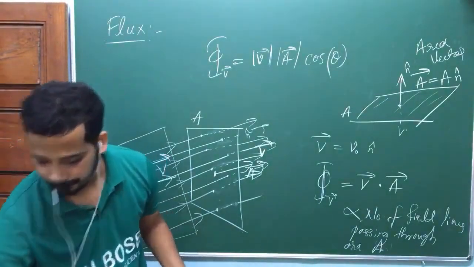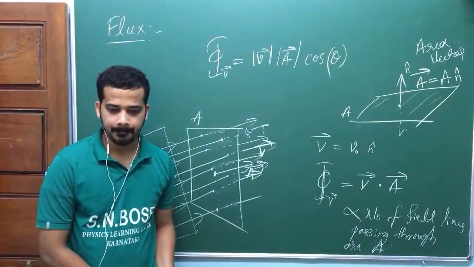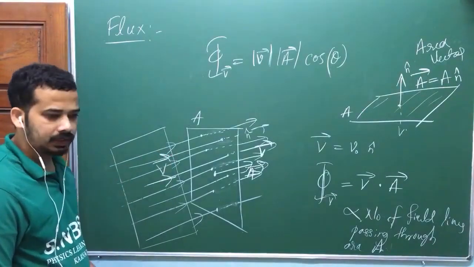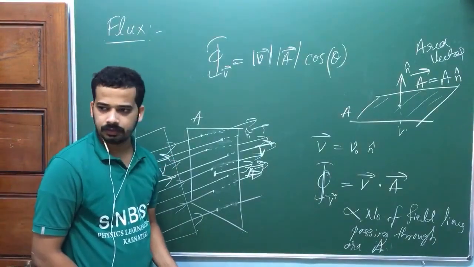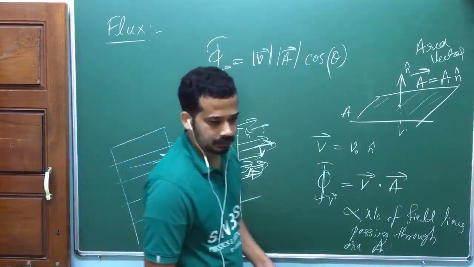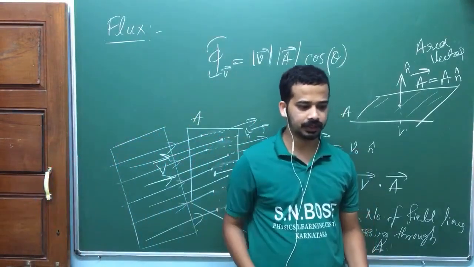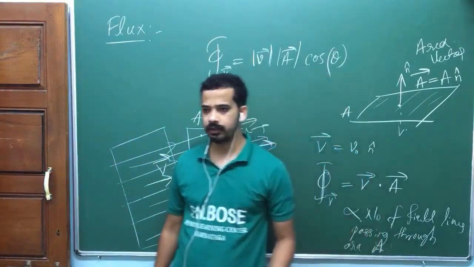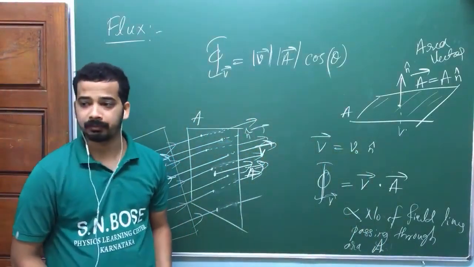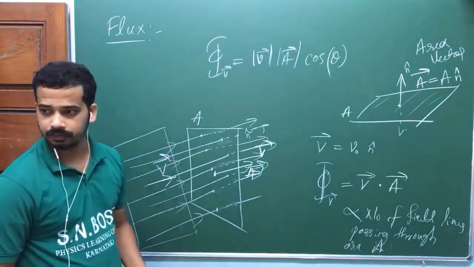Sir, if the angle is increasing, then what happens? The angle can be maximum 360 degrees, am I right? After 90 degrees, again, the dot product will be negative, but you just think of magnitude.